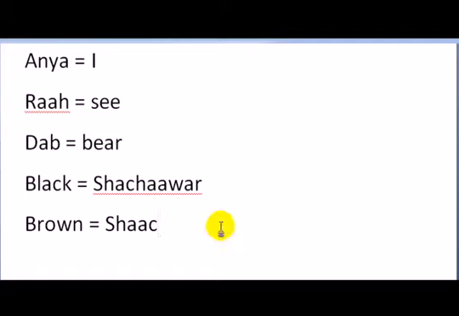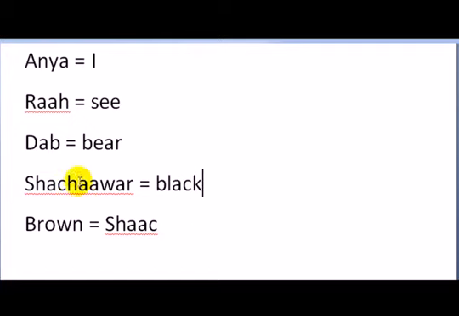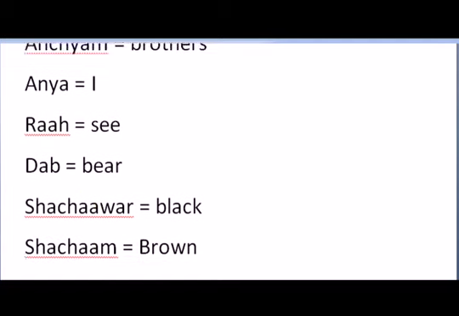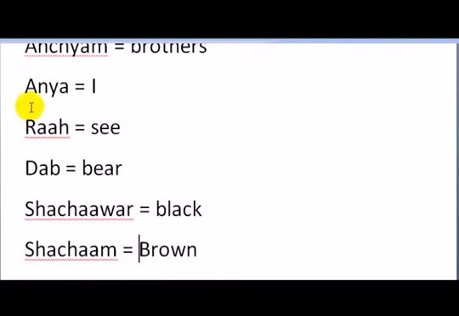I did it backwards again. So brothers, just bear with me. Shakawar, which is black, and shakam, which is brown. Alright, now we have a list of words here: I, see, bear, black, brown.